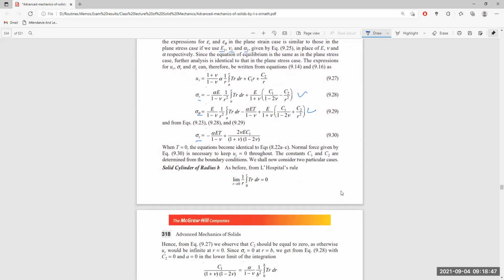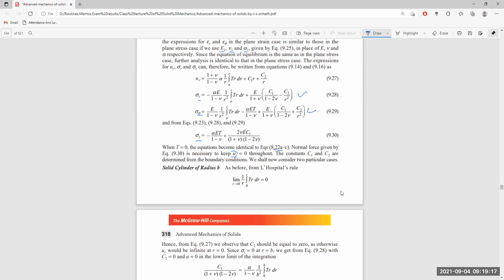Now, when T is equal to 0, at the point there is no temperature, this equation becomes identical. Where T is equal to 0 means this expression is equal to 0 itself, and only the right side of this equation remains. Then this equation is identical to the equation already established in this chapter. And the normal stress given by this, 30, is generally with u_z equal to 0. There is no displacement, but there is a stress induced here.